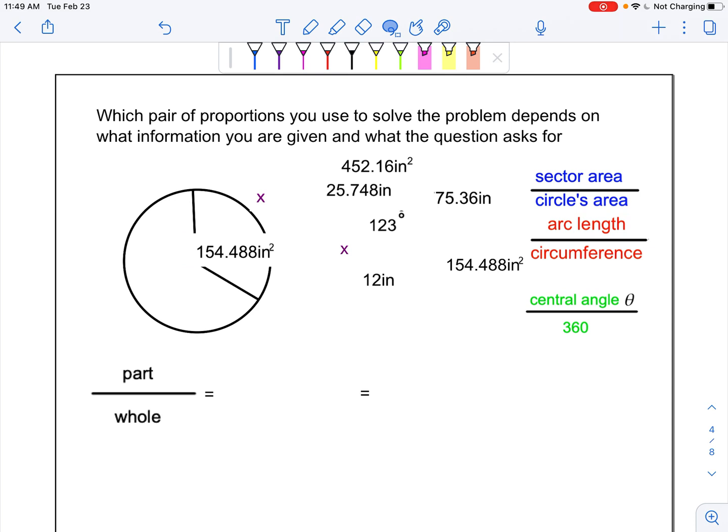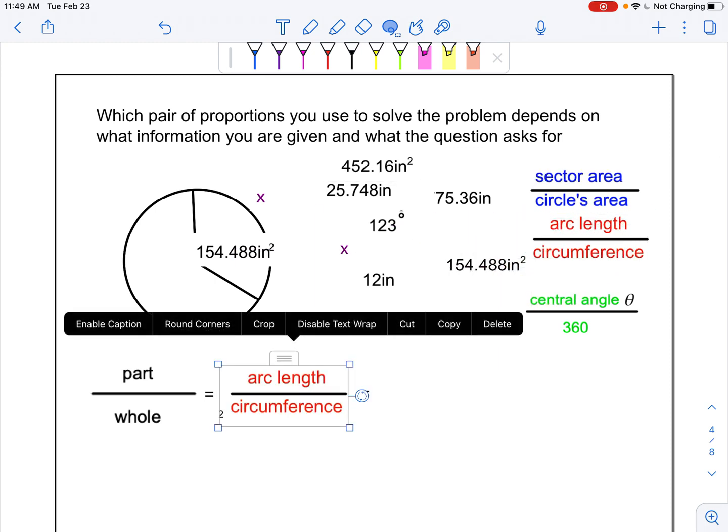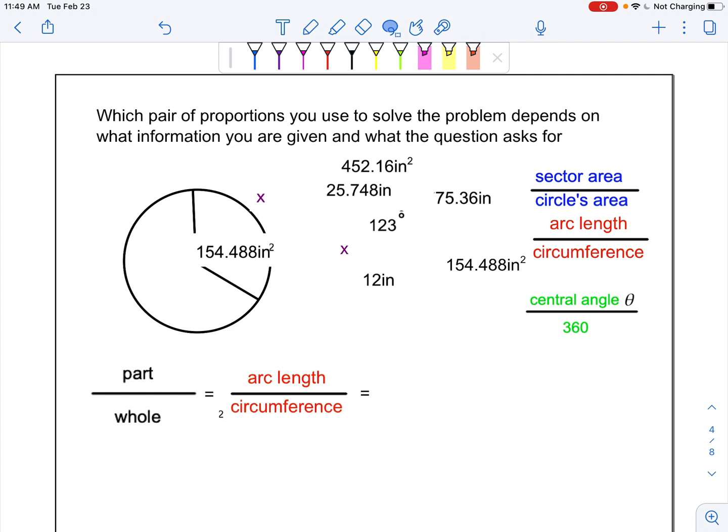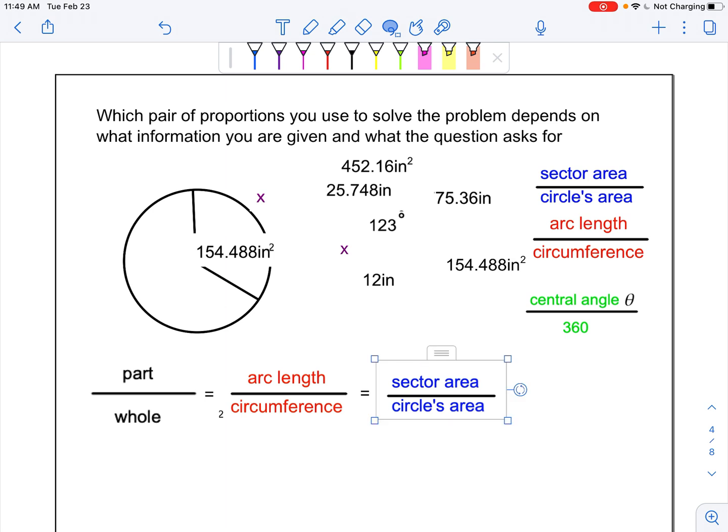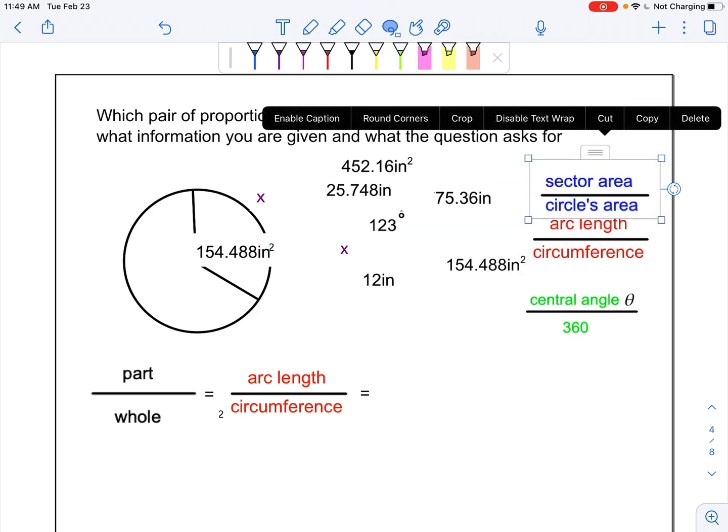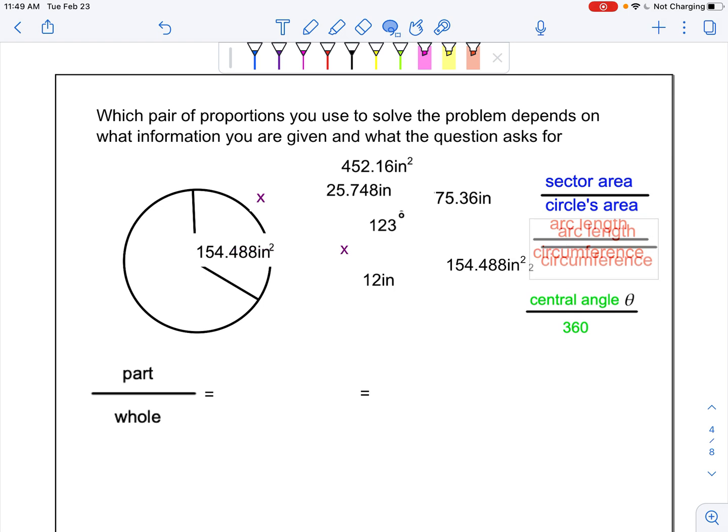154.488 inches squared. Since I am looking for arc length, I am going to pick this proportion because that's what I'm looking for. But now the other part of the proportion is going to be what I am given. And I'm actually being given the area of the sector, so I'm going to use this. So basically your homework today is just going to be picking out which ones you're going to use depending on what you are given. So let's put these back. And I'm going to kind of move that X around a little bit.